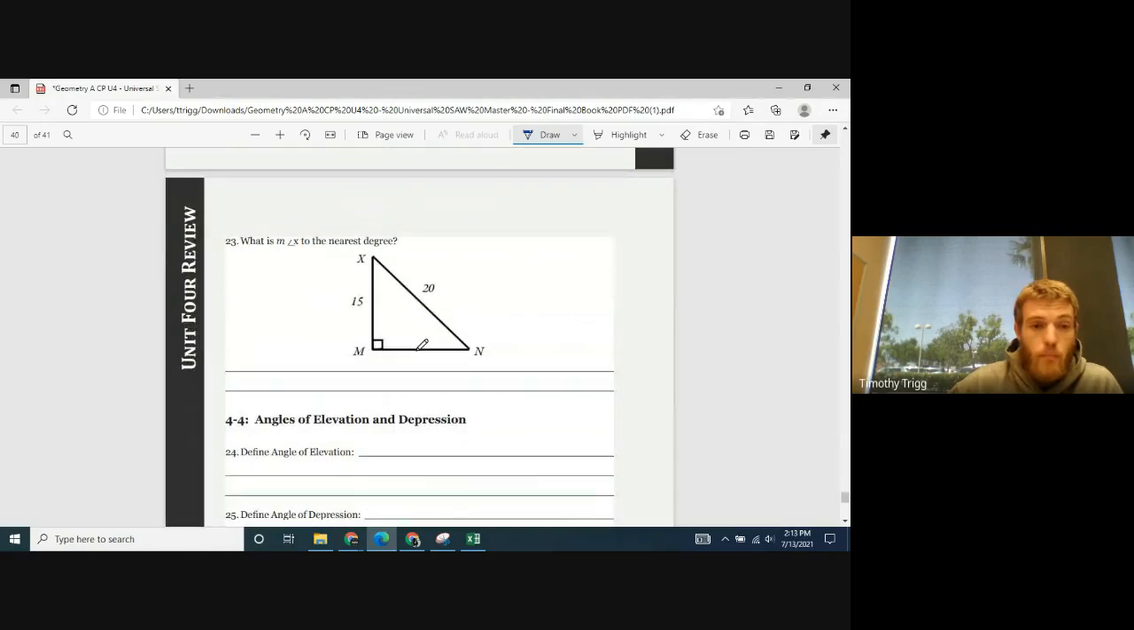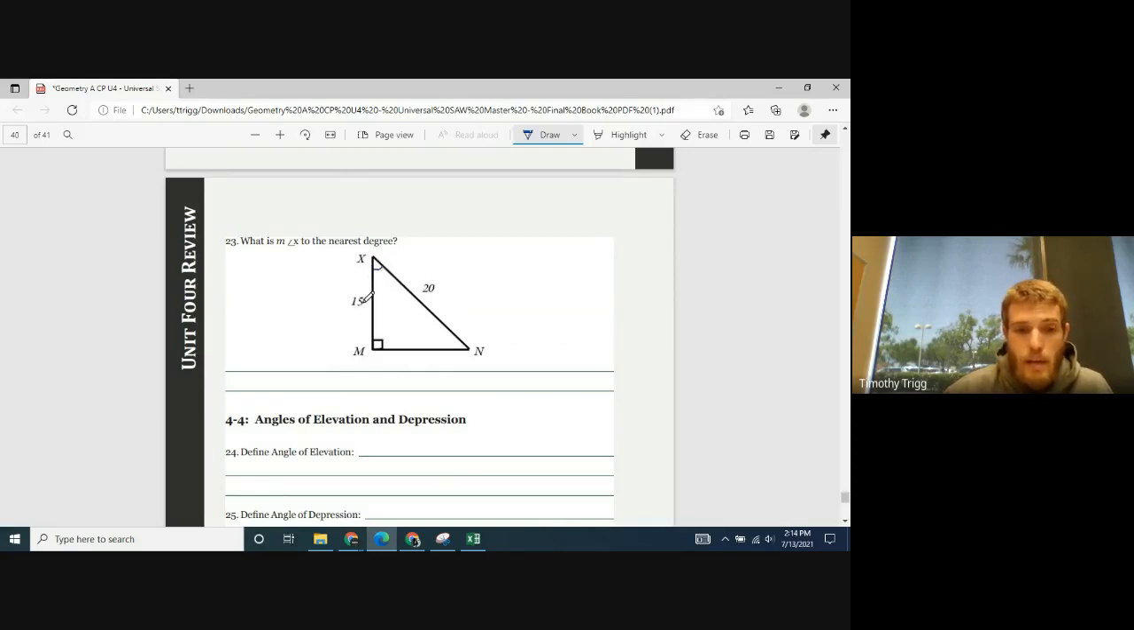Now you could also use trigonometry to help you find a missing angle measure. So for question 23, they're looking for the measure of angle x. So that's right here. Well, whenever you're finding a missing angle, you're going to be using one of the inverse trig functions. So either sine inverse or cosine inverse or tangent inverse. Well, which one do we use? Well, it depends on what they give us. So in this case, they give us this 15 and they give us this 20.